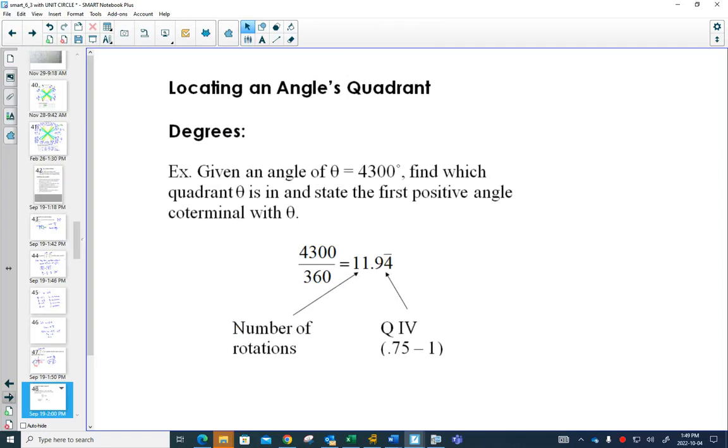Okay. Next thing we're going to do is start looking at bigger angles and figuring out what quadrant they're in. I'm going to do this quick because I got some homework for you. So, if you have a calculator and you're asked where's 4,300 degrees, oh, we won't get through it quick. All right, tomorrow.